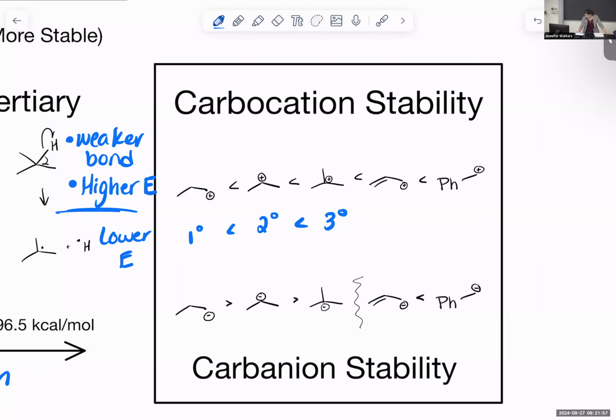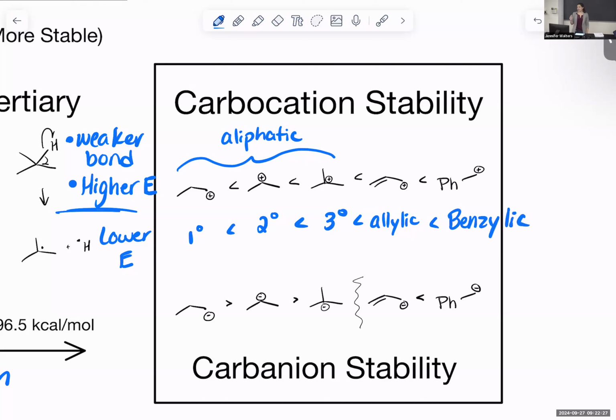With that, we also see that those aliphatics, meaning that there is no resonance, are going to be less stable than our allylic, which is where you are one atom away from the double bond. You get resonance. That is less stable than our benzylic, which is where you are one atom away from your benzene.